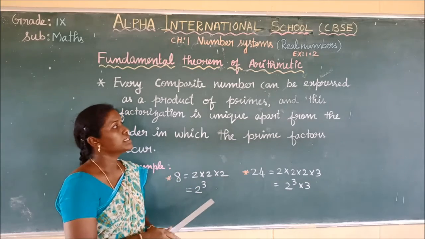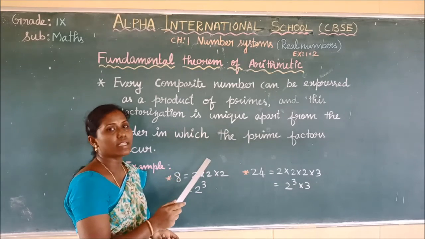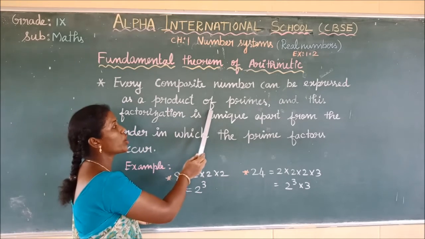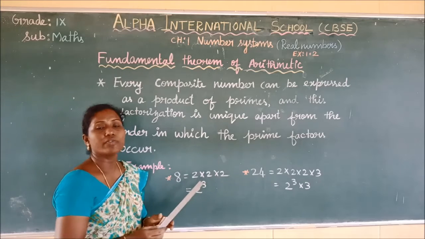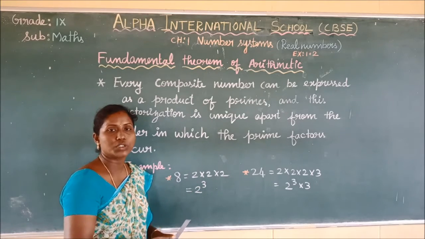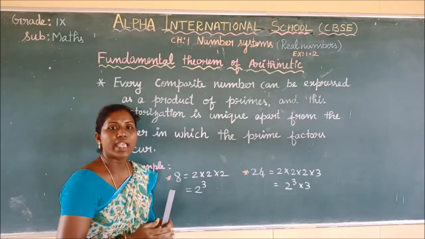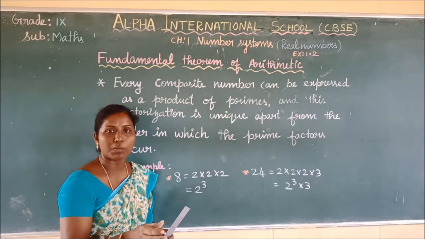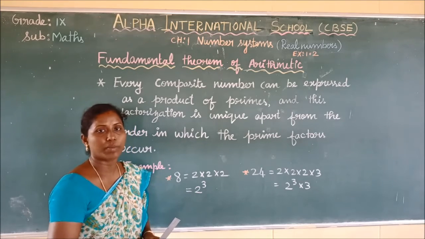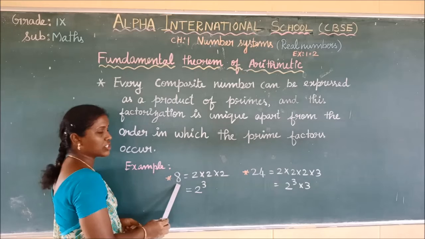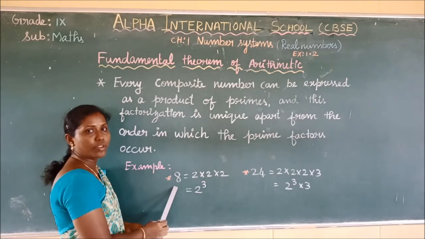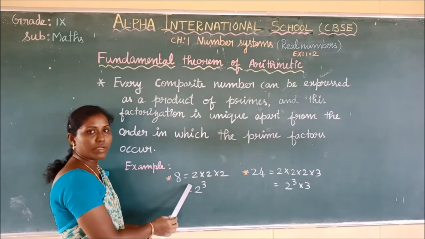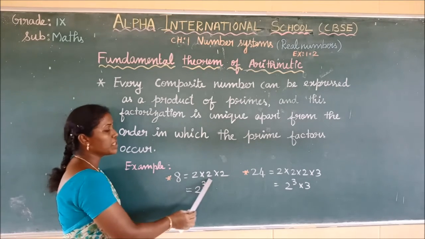Okay. So see here what the fundamental theorem of arithmetic states. Every composite number can be expressed as the product of primes. That means if you take any composite number, not only from 1 to 10, any composite number, we can express that composite number as the product of primes. Just using the prime numbers, we can express the composite number. For example, see here, I took 8. If you do the prime factorization of 8, we can write it as 2 into 2 into 2. 2 is a prime number, no? So 8 is a composite number, 2 is a prime number.